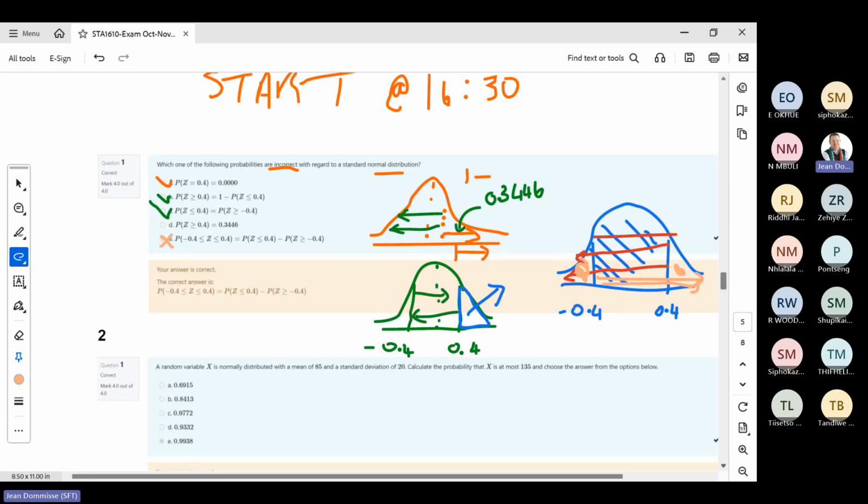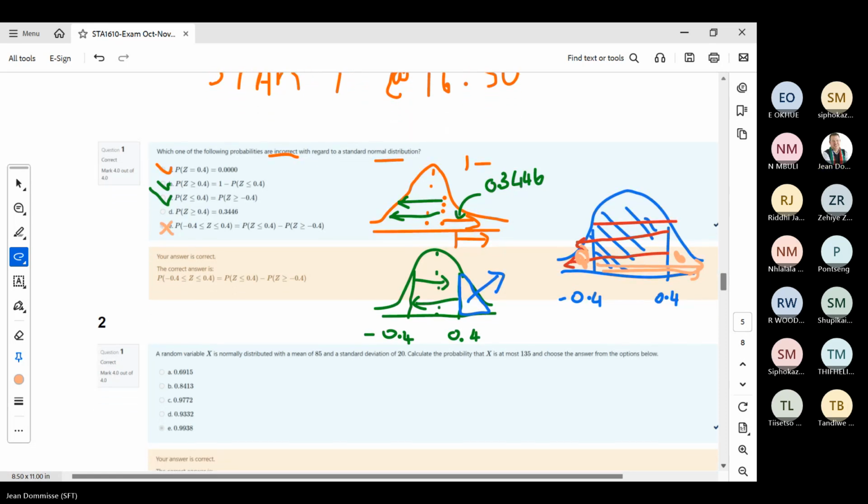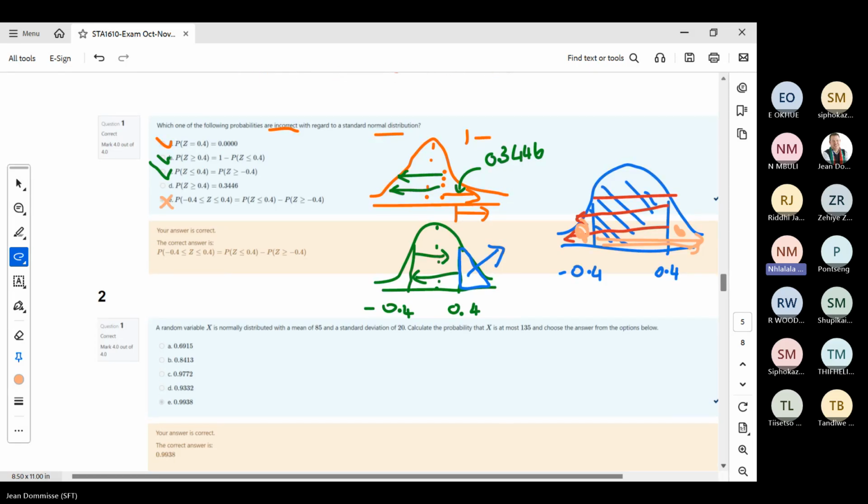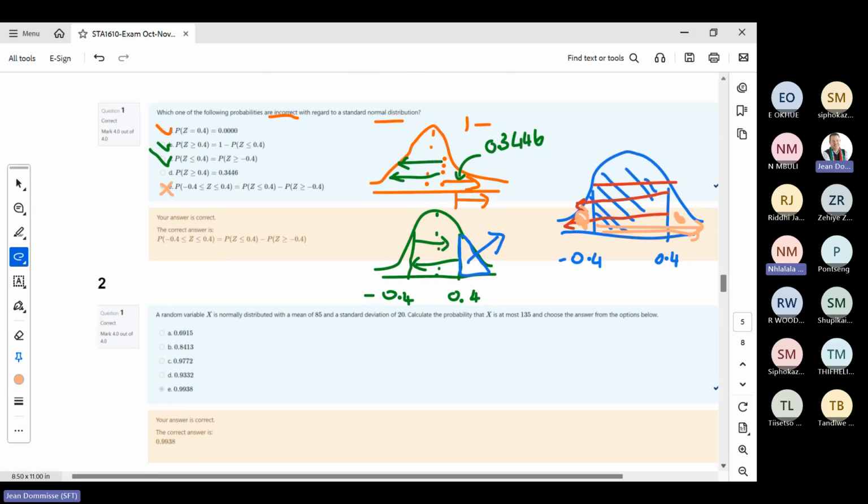Yes, question. Good day, sir. My question is, why do we get that 0.3446 only as negative 0.4 when we're looking at the Z table?